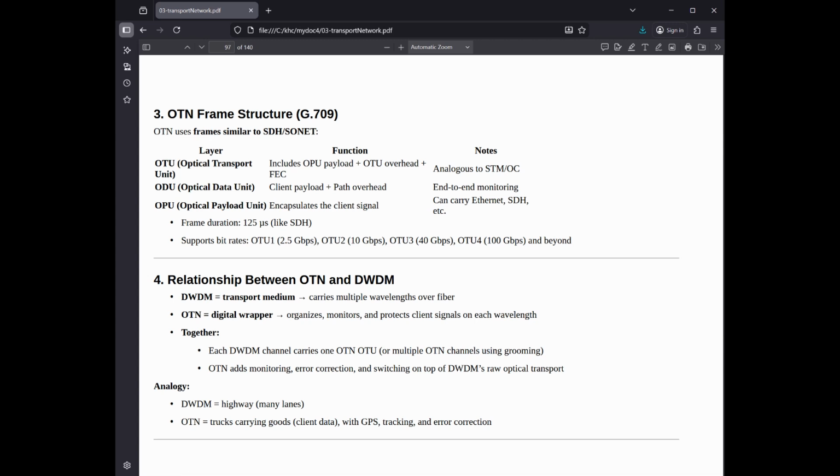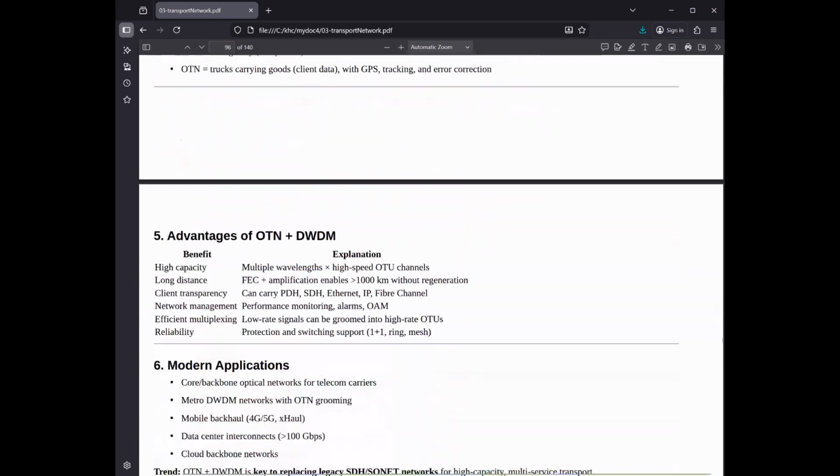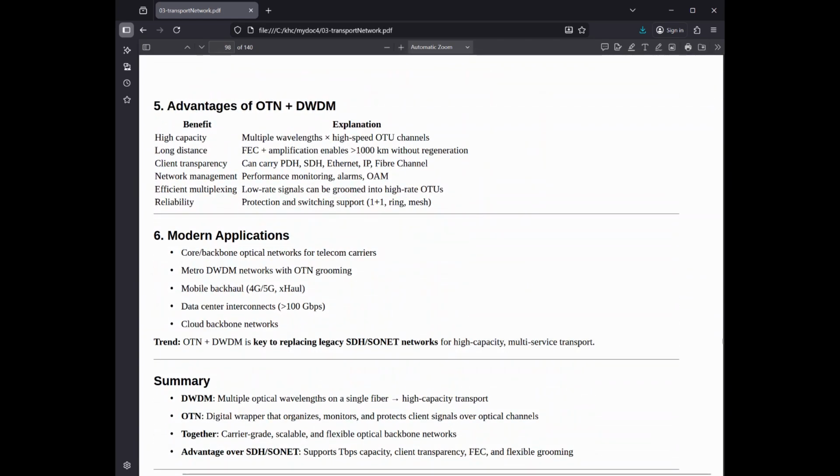Purpose: mix voice/data at small scale versus high capacity backbone for the whole internet. Key advantages of the OTN/DWDM pair: forward error correction, FEC. This is the magic of OTN. It can detect and fix bit errors caused by long-distance travel or signal noise. This allows light to travel thousands of miles without needing to be reread by a computer.